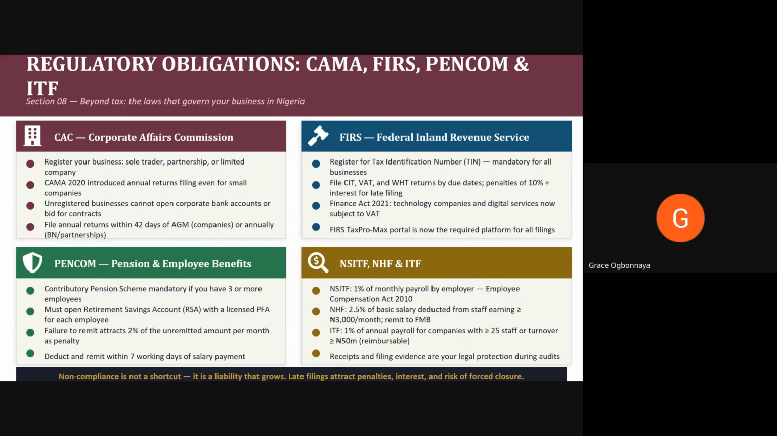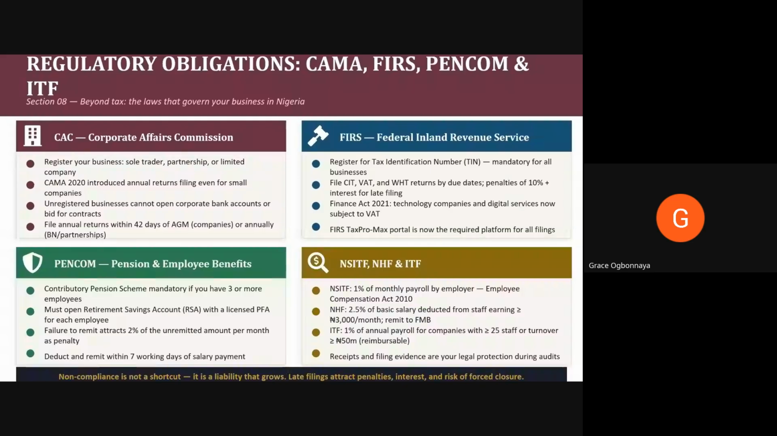So there are some things that we need to comply with as business people. CAC: your business needs to be registered. Of course, there are different types of business registration: limited company, partnership, business name, sole trader. Your business needs to be registered with CAC, and you need to file annual returns, even for a small company. If you are not registered, you cannot have a corporate bank account, which is required when you want to apply for grants. And to have a corporate bank account, you need to show them your CAC registration.